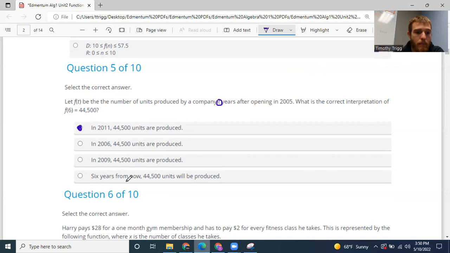Okay, so I know it's this one. And the result, or the number of units produced, is the output. So 44,500 units produced.